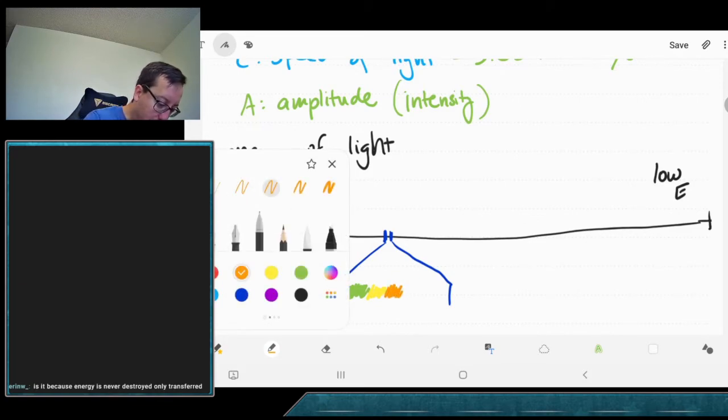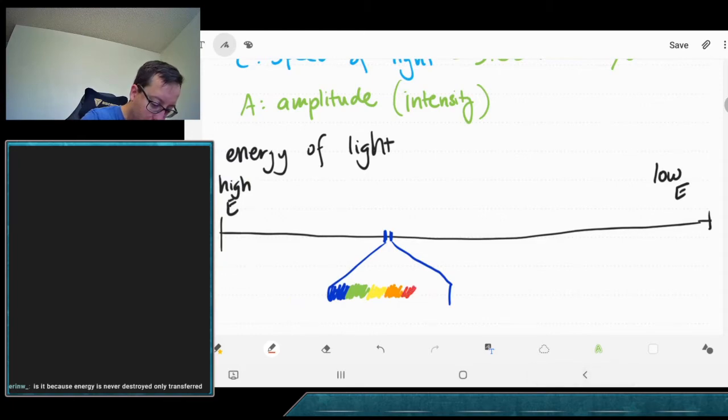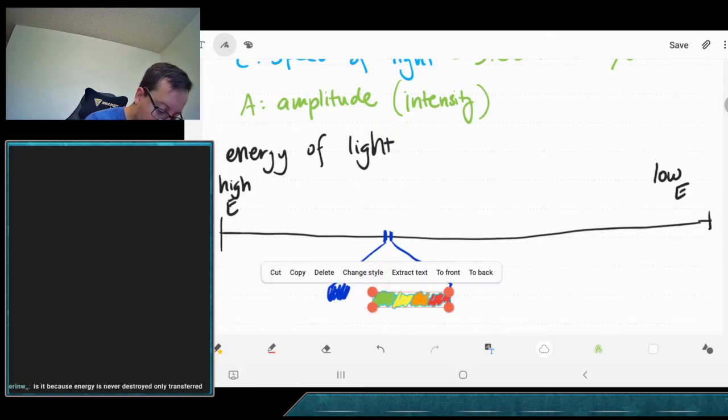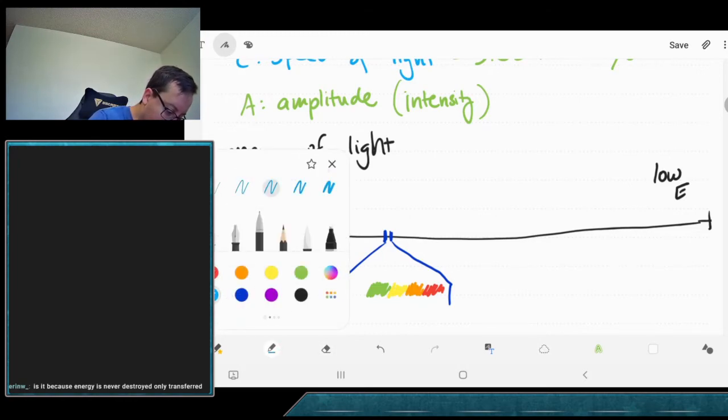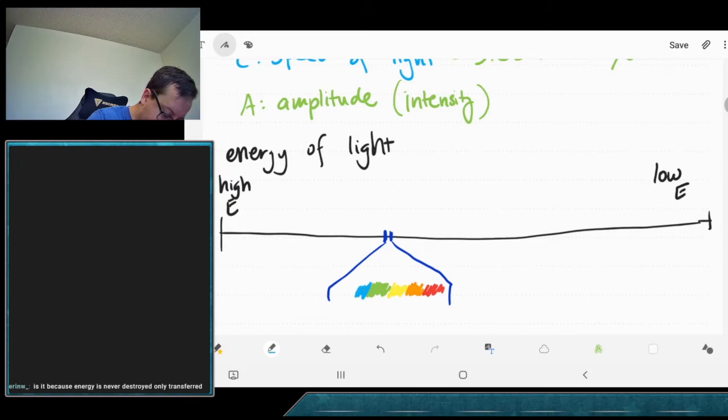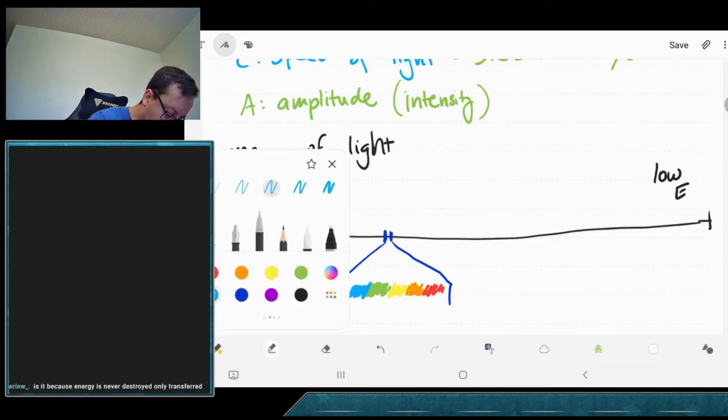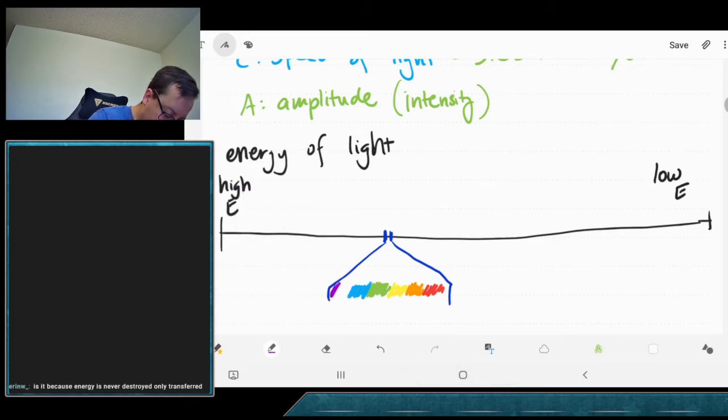Oh, I forgot purple, didn't I? And I'm totally out of space. Okay, hold on, let's fix this. We can pretend... Yeah, we're going to move it right there. Put blue back. And then we'll put our purple. Okay, there we go. So there's our rainbow. Rainbow is part of the spectrum of light.